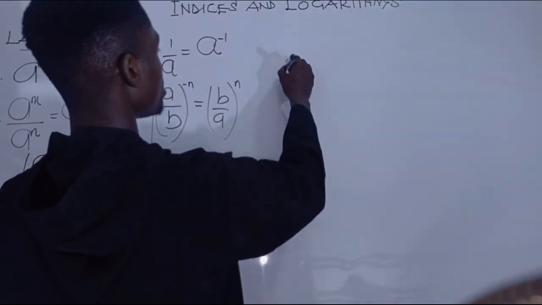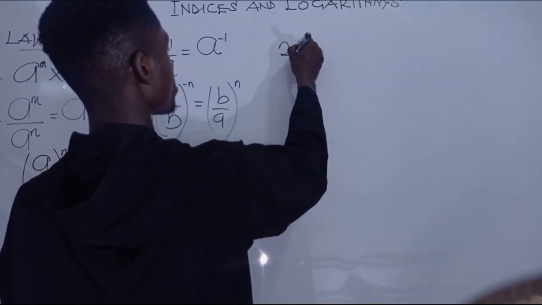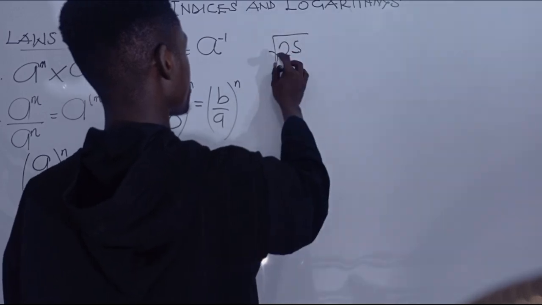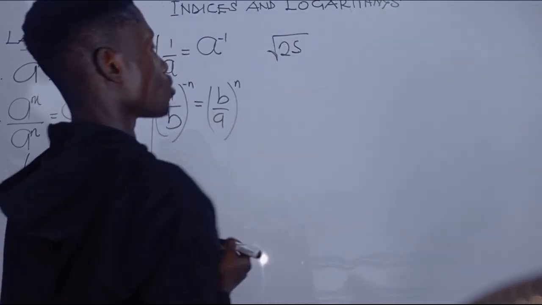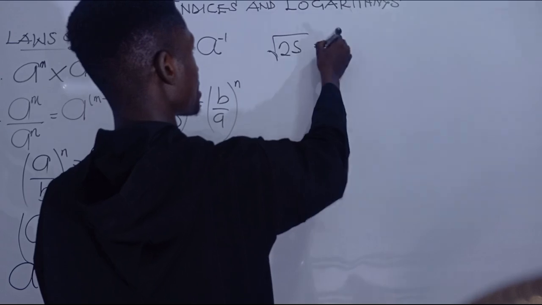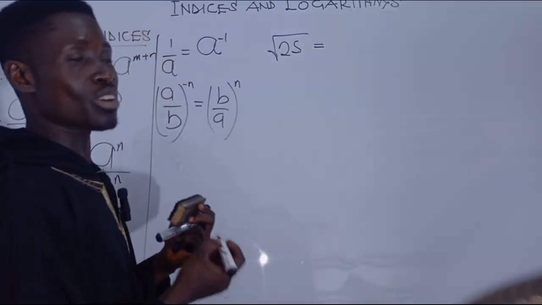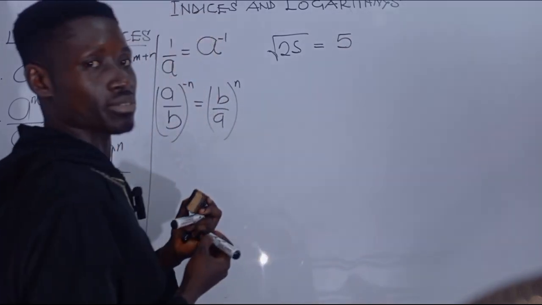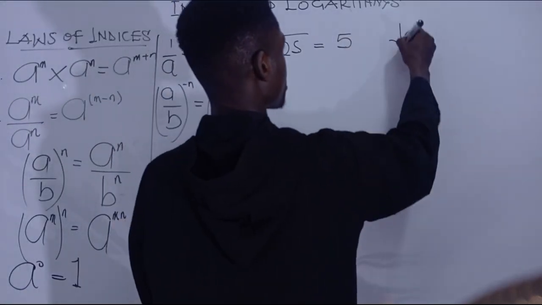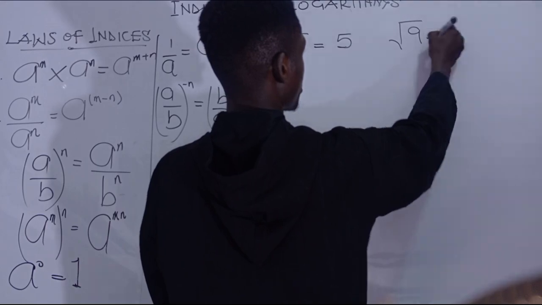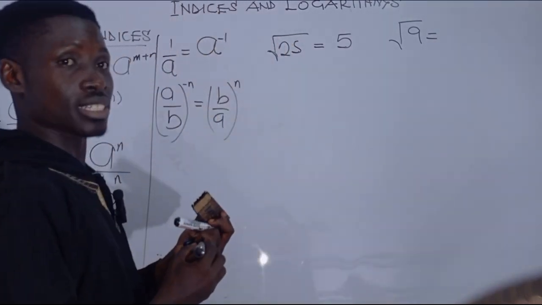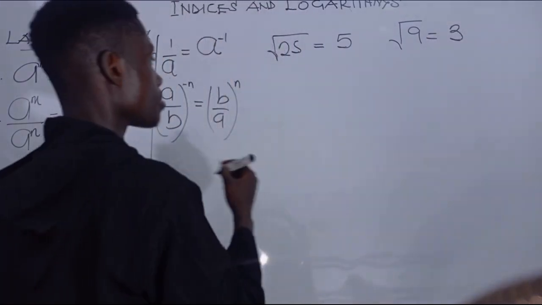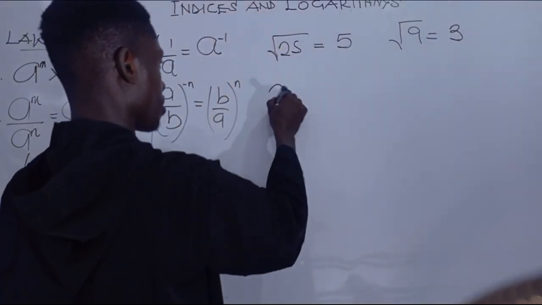We have, let's say, 25. Let's call root of 25. So when I ask you to find root of 25, I believe you are going to say that the root of 25 will give us what? 5. What about root of 9? I believe you are saying that root of 9 will give us 3.